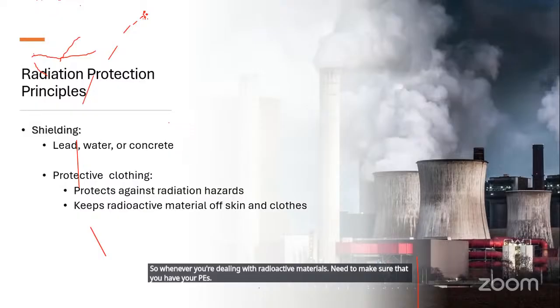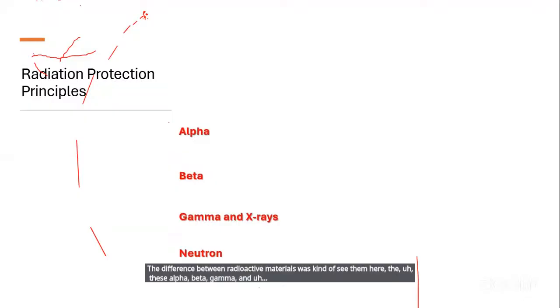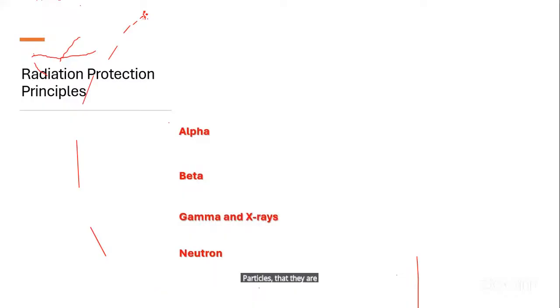The difference between radioactive materials, we're going to see them here: alpha, beta, gamma, and neutron. The alpha and beta are particles that are a continuous source of radiation.